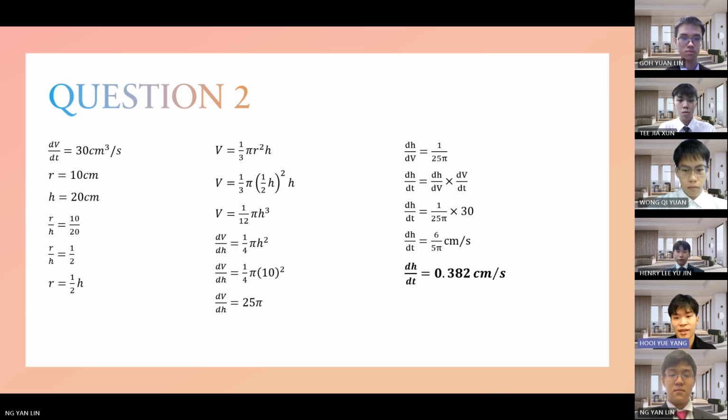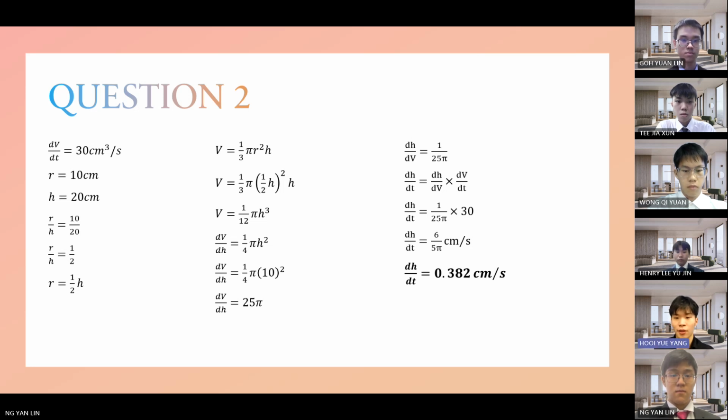So let's set up the relationship between radius and height. Since the tank has a conical shape, as water fills the tank, both the water radius and height are related proportionally. We set up a ratio using similar triangles, which is R over H equals 10 over 20. This implies that at any height H, the radius R of the water level is 1/2 H.